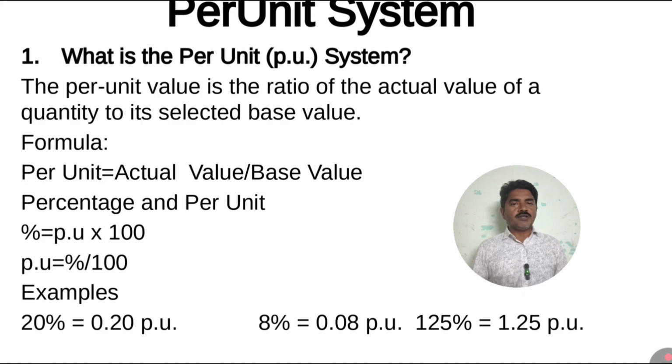Percentage is equal to per unit into 100. From that equation, per unit is equal to percentage by 100. For example, 20% means 20 by 100, which is equal to 0.20 per unit. 8% means 8 by 100, that is equal to 0.08 per unit. Suppose 125% means 125 by 100, that is equal to 1.25 per unit.